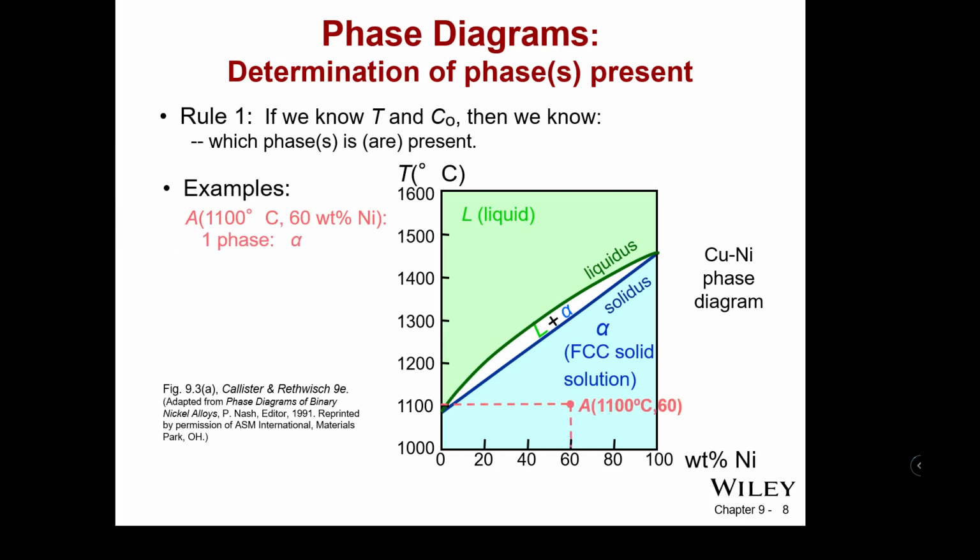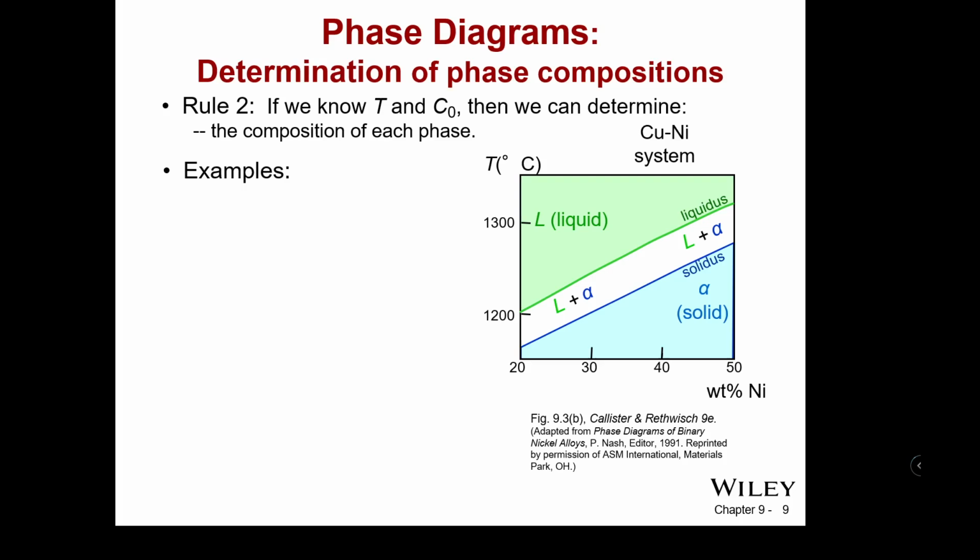So at 1100 C, we know for 60 weight percent, we're in the alpha phase. At 1250 C, and 35 weight percent nickel, we are a combination of alpha and liquid. So if we know the temperature and the concentration, then we can determine the composition of each phase. So we're going to look at a sort of thin slice here.